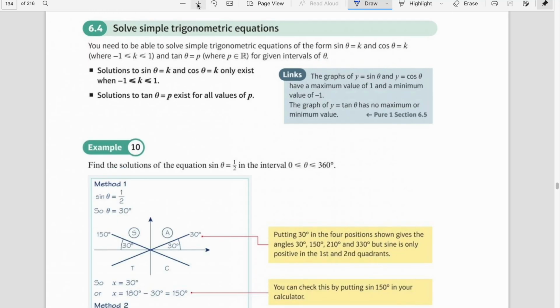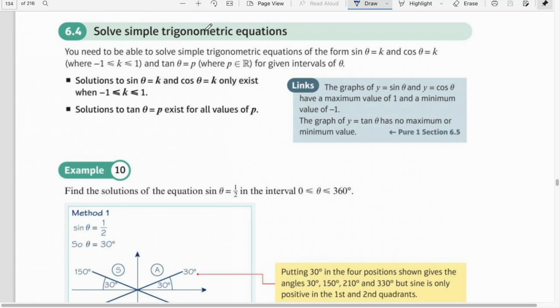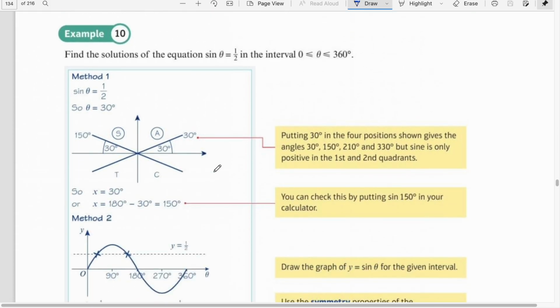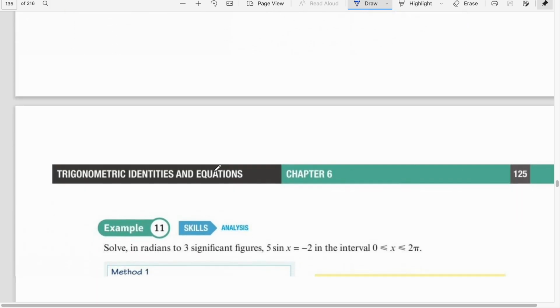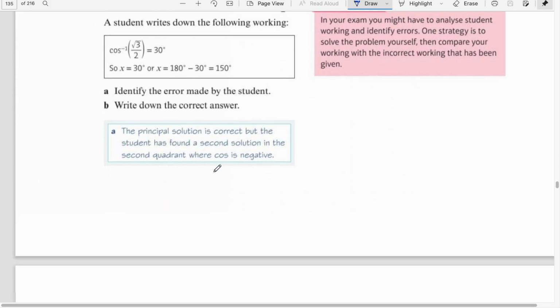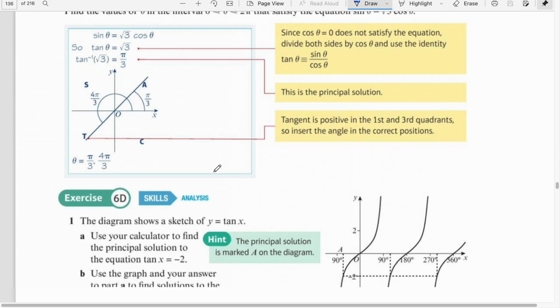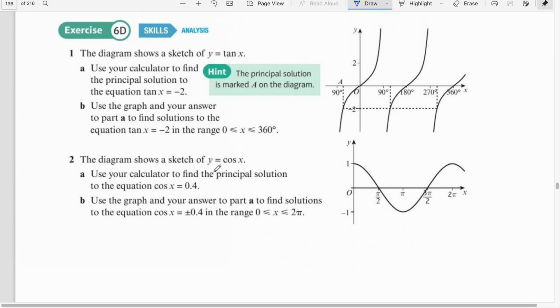Okay. Simple trigonometric equations. Let's straight away jump to the questions. Exercise 6D. The diagram shows a sketch of y equals tan x. On the right, use your calculator to find the principal solution of the equation tan x equals -2.